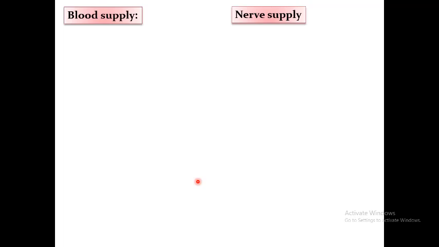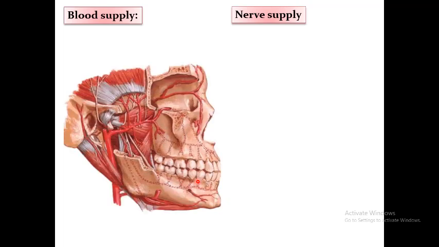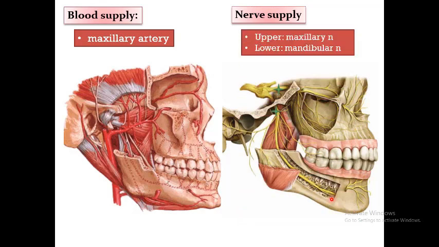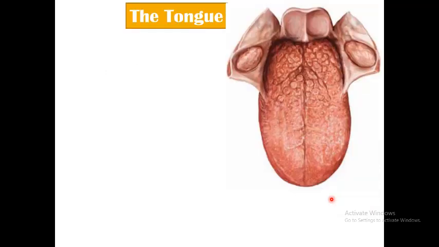About the blood supply and nerve supply of the teeth: the blood supply of the teeth is all derived from this artery, called the maxillary artery. About the nerve supply, as we said with the oral cavity, the upper teeth are innervated by the maxillary nerve, while the lower teeth are innervated by this nerve, which is called the mandibular nerve. So the maxillary nerve supplies the upper teeth, the mandibular nerve supplies the lower teeth. So we finished talking about the teeth.